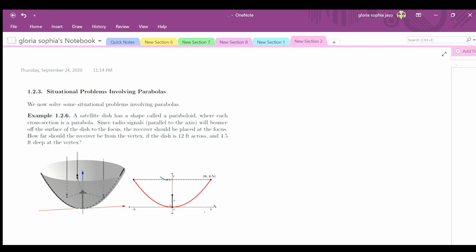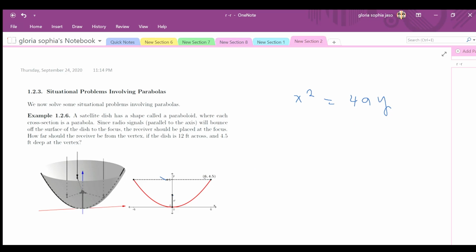Okay, so the question is, how far should the receiver be from the vertex? Okay, so we are asking to find the focus of the parabola. So, since the parabola opens upward, the equation that we will be using is x squared equals 4ay.